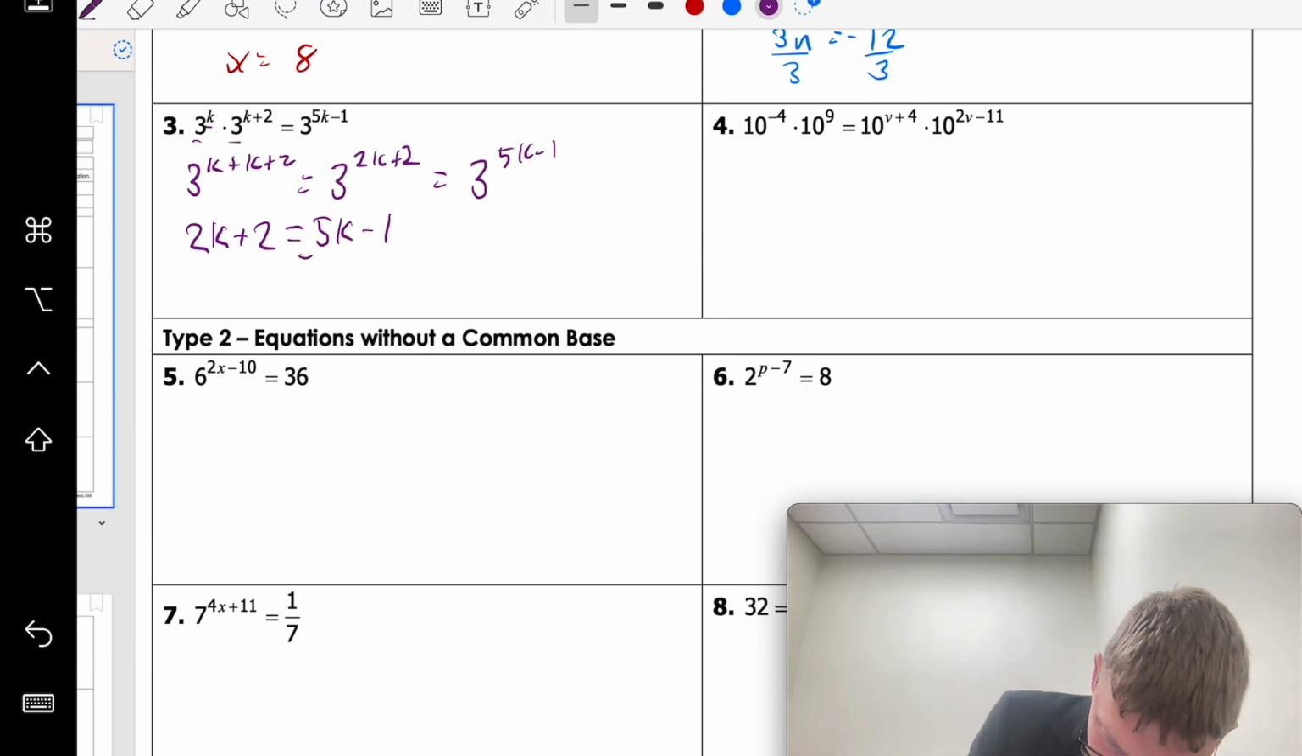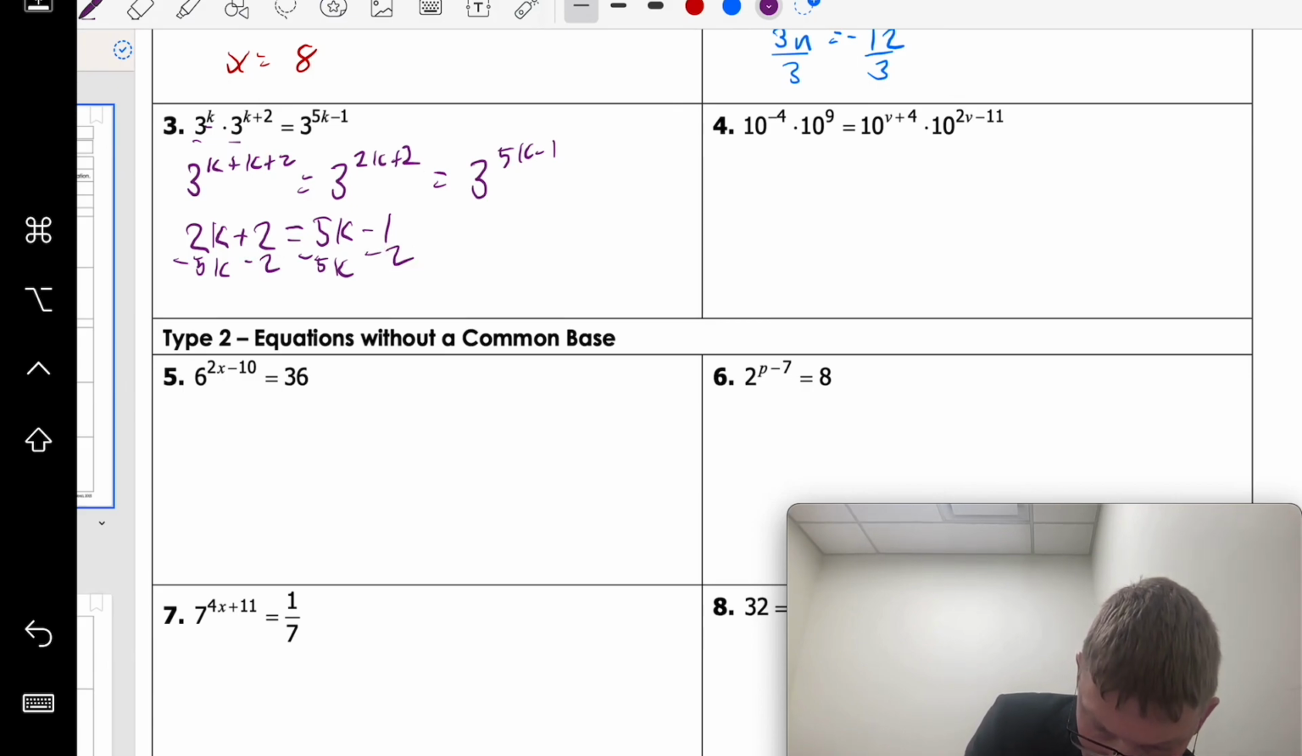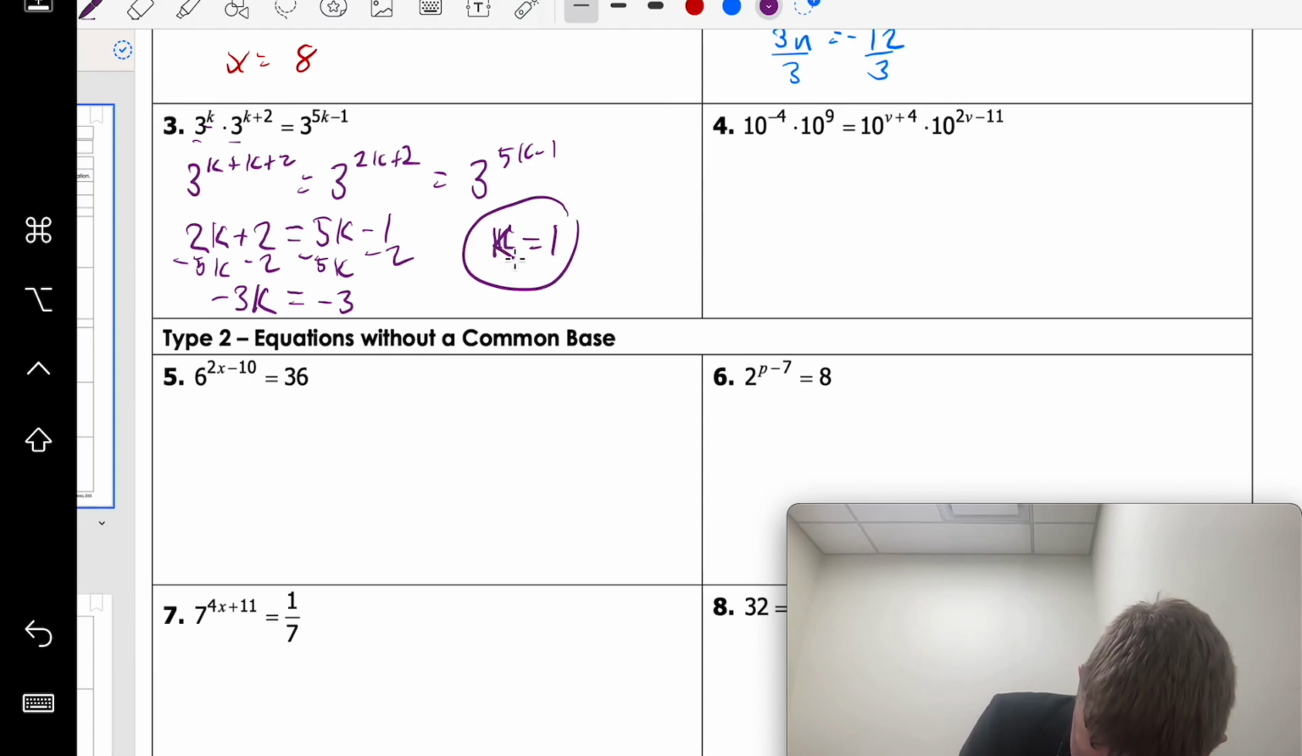So I'm going to bring all the letters to the left. Minus 5k. Bring all the numbers to the right. Minus 2. So now we have negative 3k, because 2 minus 5 is negative 3, equals negative 3. So then we divide both sides by 3. We get k equals 1. And this is supposed to be a k.